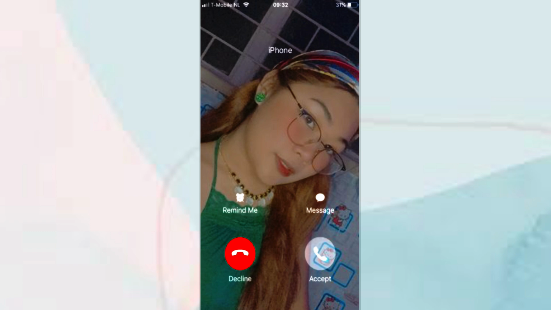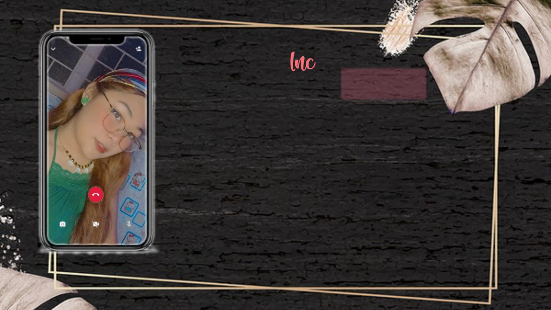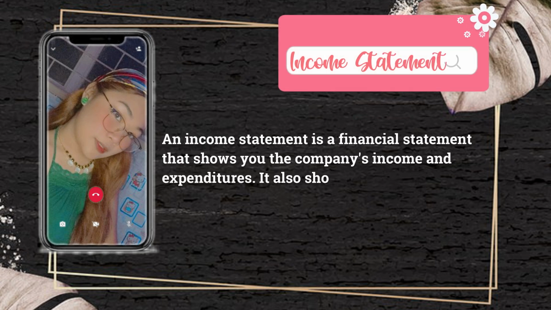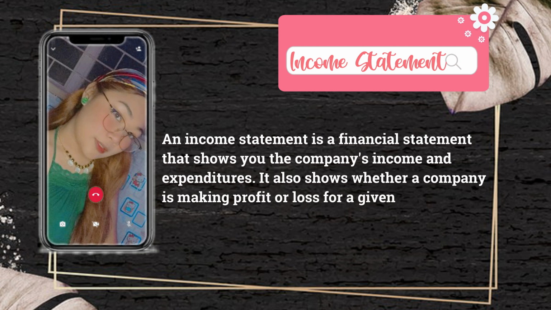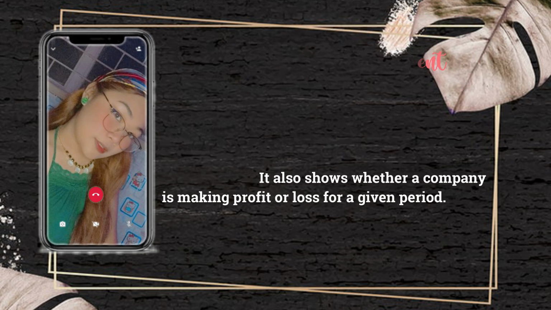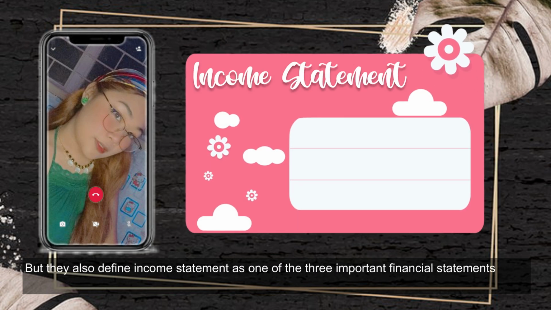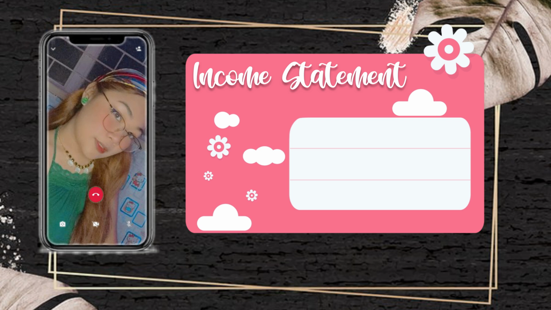Thank you, Cyrill. Now let's proceed to the income statement. First, I want to tell you the definition of an income statement. An income statement is a financial statement that shows a company's income and expenditures. It also shows whether a company is making profit or loss for a given period. But they also define the income statement as one of the three important financial statements used for reporting a company's financial performance over a specific accounting period.